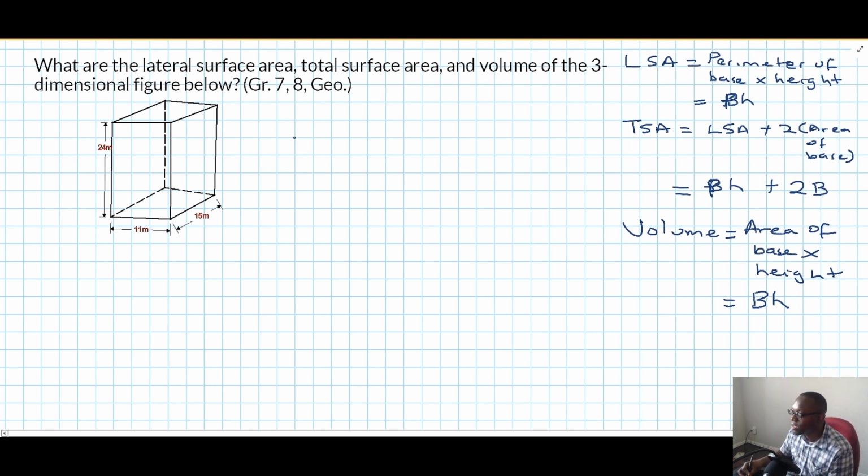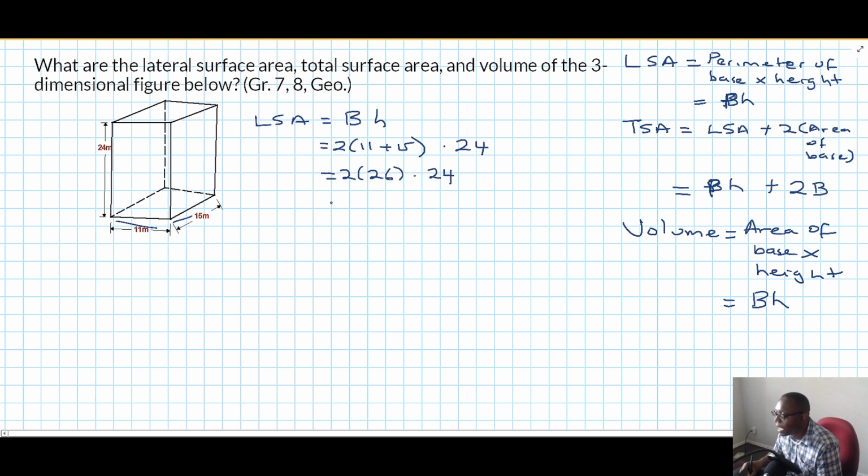Okay, let's start with the lateral surface area. Lateral surface area is, let's start with the perimeter of the base. In this case, I'm going to have this as my base here. So perimeter of base, so BH. Because we have a rectangle down here, it's going to be 2 multiplied by length plus width. So 11 plus 15. And then we multiply that by 24. So this is going to give us 2 multiplied by 26 multiplied by 24. And we have 52 multiplied by 24.